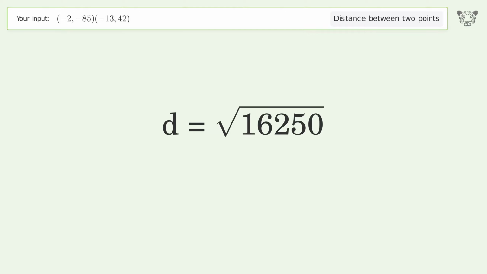And so the distance between the 2 points is the square root of 16,250, or 127.475.